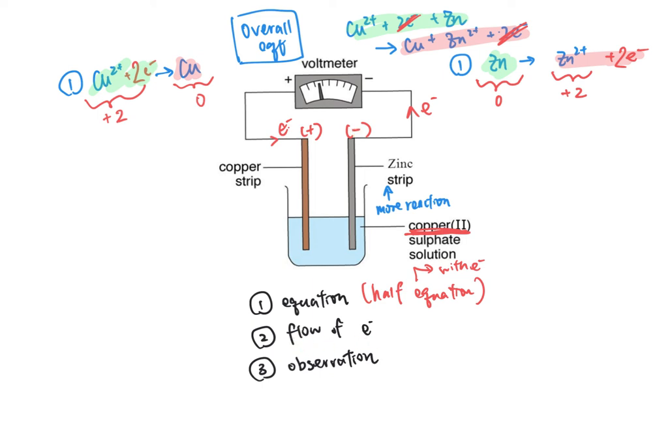And then the third one, the observation, basically is based on the equation that you have written down. For example, for the zinc side, you have to look at the state of the different parts. Originally zinc is a metal, and then it dissolves to form the aqueous solution. So you can say zinc dissolves, or you can say the zinc electrode becomes thinner because it dissolved. So that is the observation.